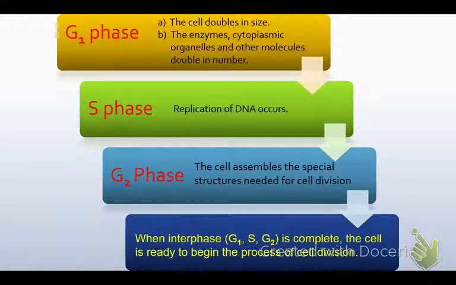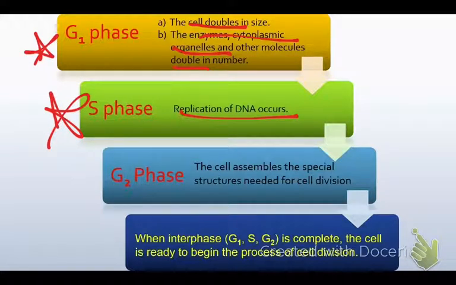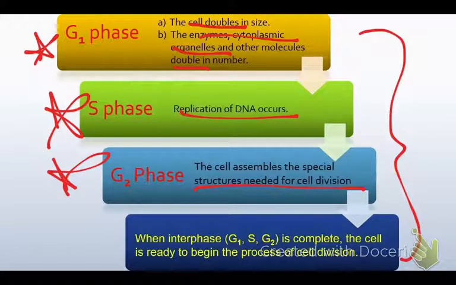So you definitely need to know these steps. G1 doubles in size, and enzymes and cytoplasmic organelles double. S phase is replication of DNA. G2 makes structures for cell division, and then it's going to go into mitosis. This is something you might want to remember for the test.